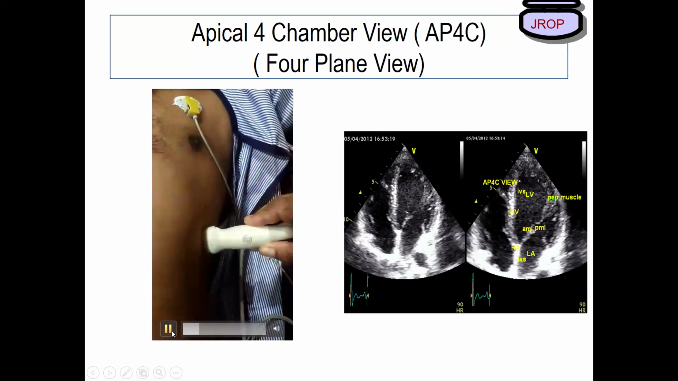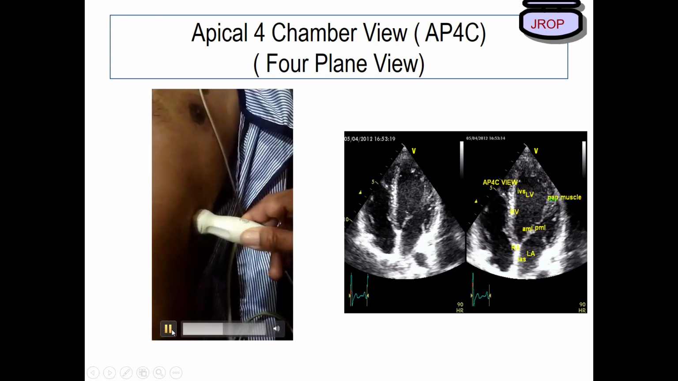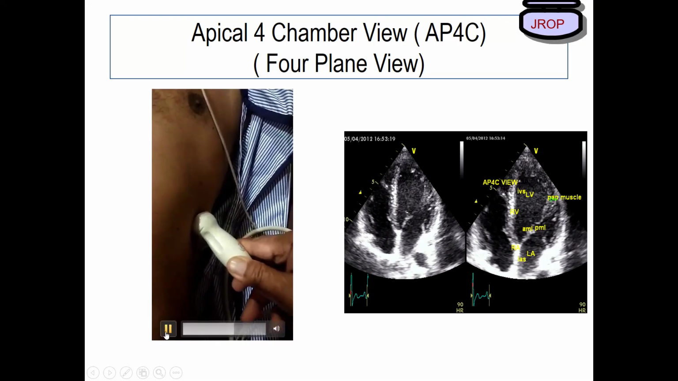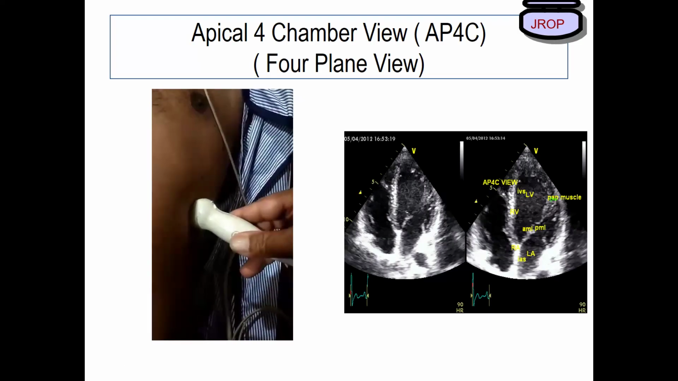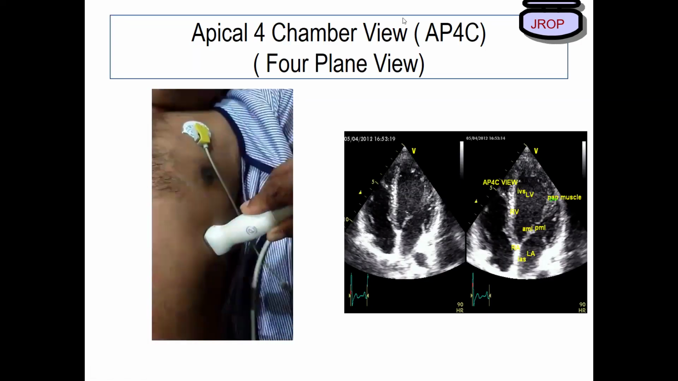I'll hold the probe when it comes to the apical window. This is what the apical window is. We are as parallel to the heart as possible, index marker at 2 to 3 o'clock position. My footprint is touching the chest, and with this touching of the chest, now we'll rotate counterclockwise. Look, now it is rotating. But you have to keep contact with the chest. Okay? All right.